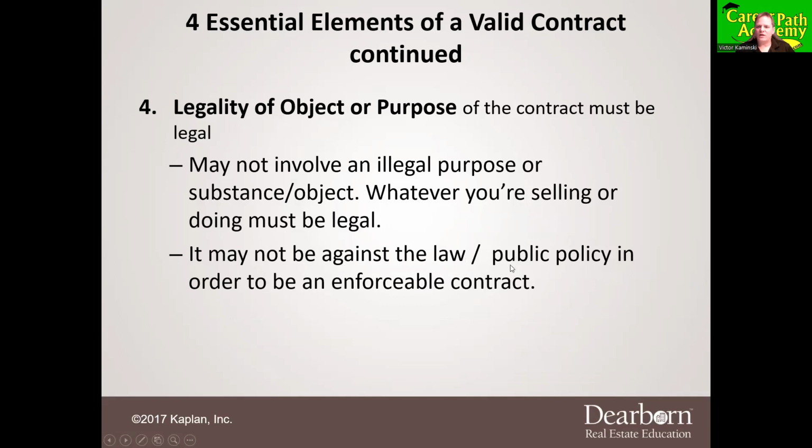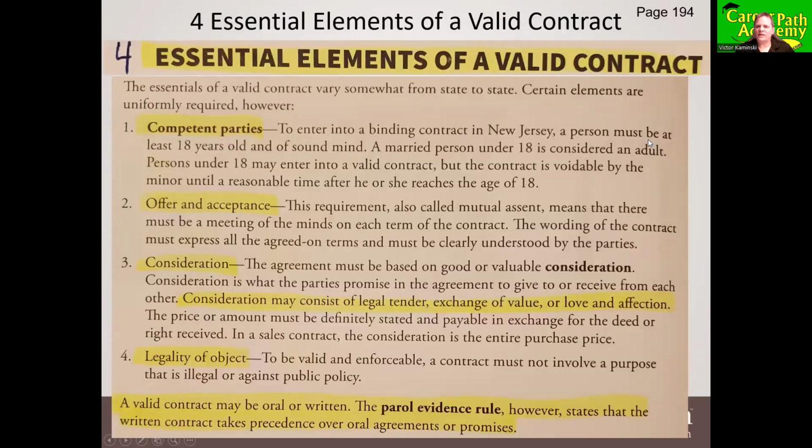It may not be against the law or public policy in order to be an enforceable contract. So just to recap, what are the four essential elements of a valid contract? Competent parties, offer and acceptance, consideration, and legality of the object or purpose of the contract. And what are the three legal forms of consideration? Legal tender, exchange of value, and love and affection, which is probably the only one you're going to remember. But you need to study all three of these, okay? The three legal forms of consideration.